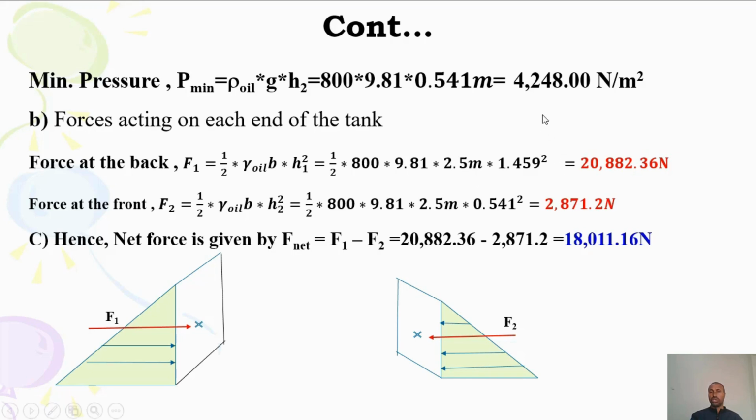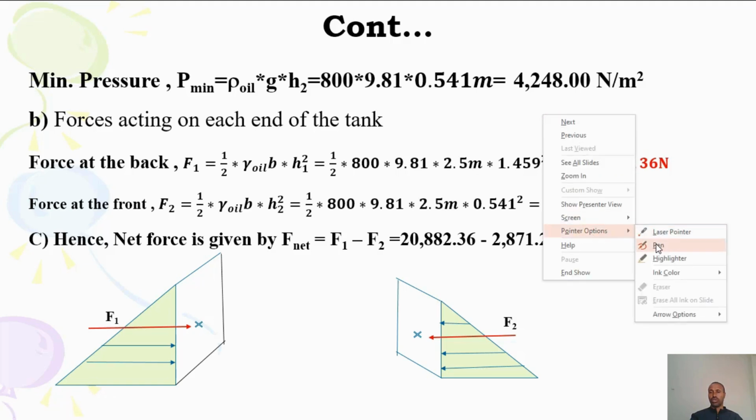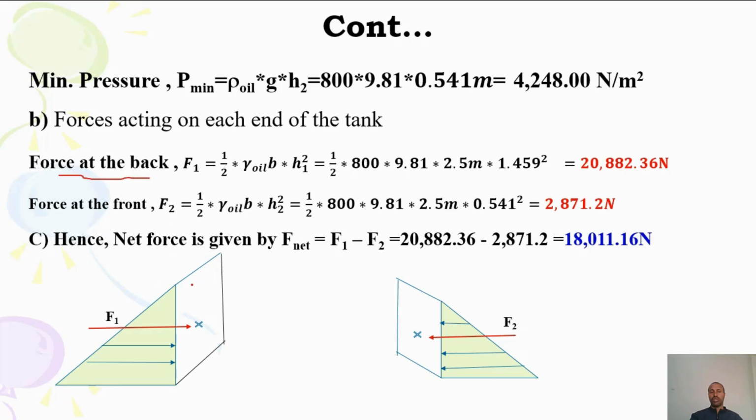So for the forces acting on each end of the tank, you will use the force equation. The force at the back, at this point, is F1. This is a triangular distribution. You have the unit weight of oil times H1, this dimension, and this is B. The same is true for this one. So the area, this triangular area times the length, will give you the force. So it is half of the density of oil times B times H1 square.